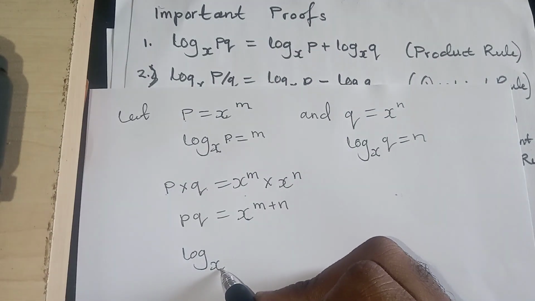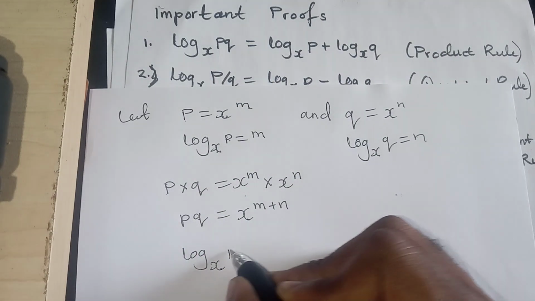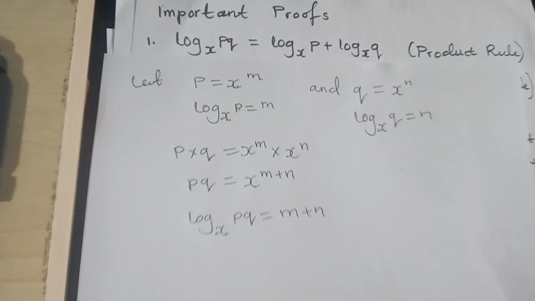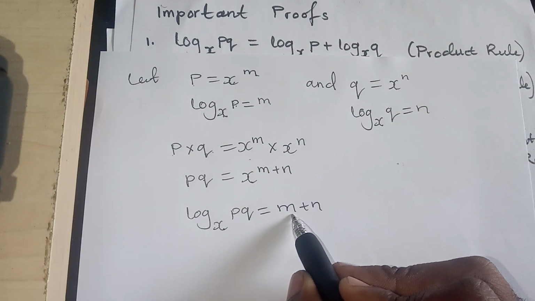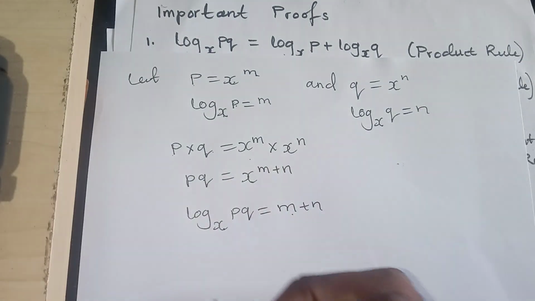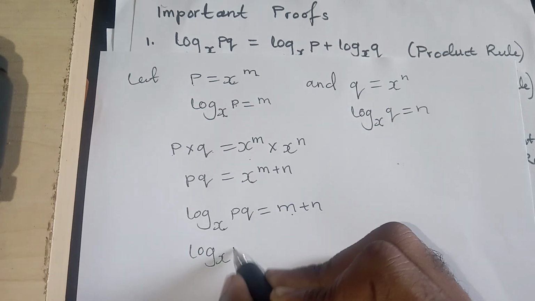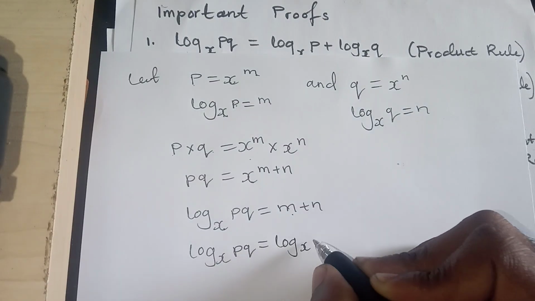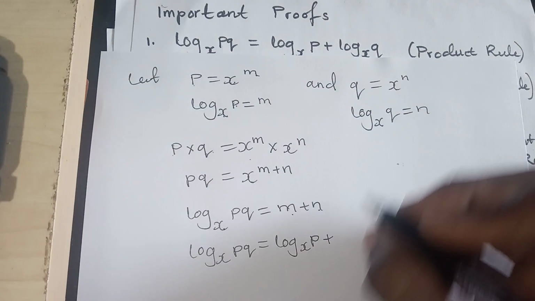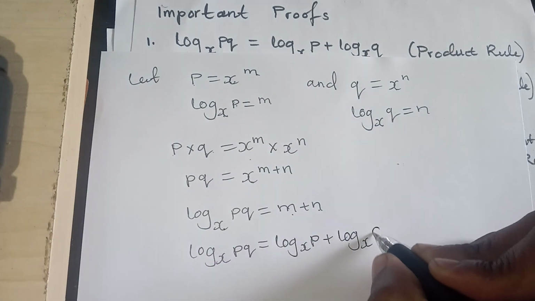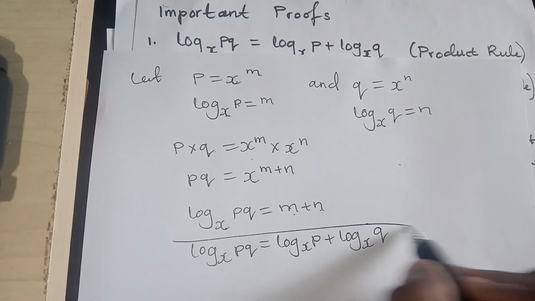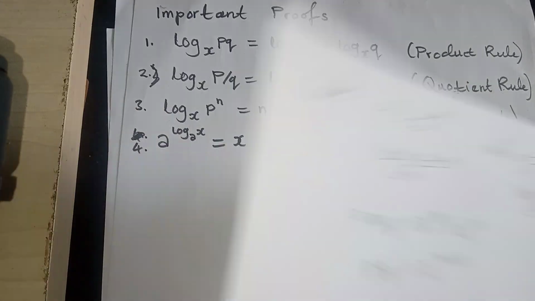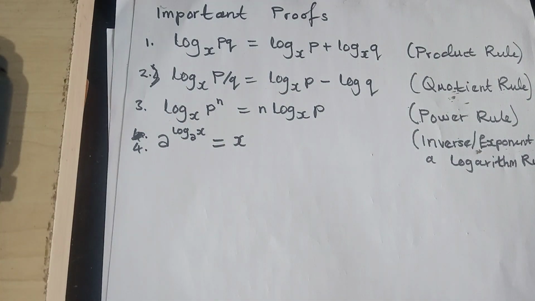In short, to what power should I raise x to get pq? And the power is m plus n. And then we know that m is this, and then n is that. So we have log x of pq is equal to, m is log x of p plus n is log x of q, which completes the product rule, and you're done. And then the same applies to the quotient rule of logs.